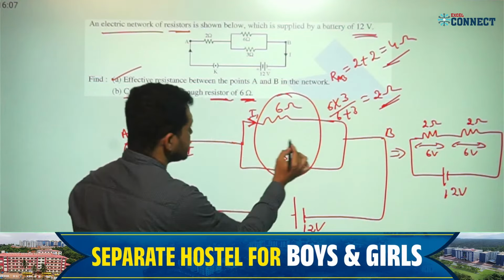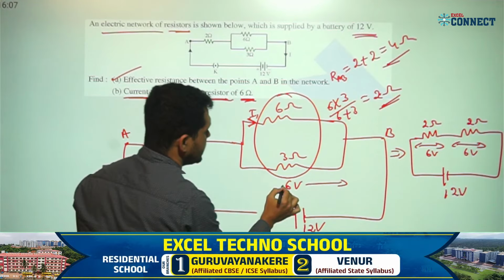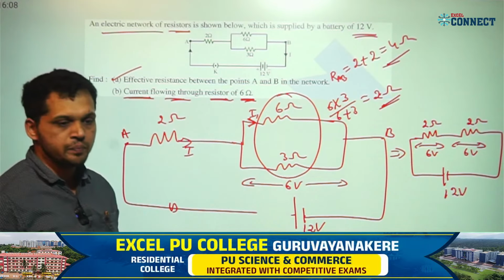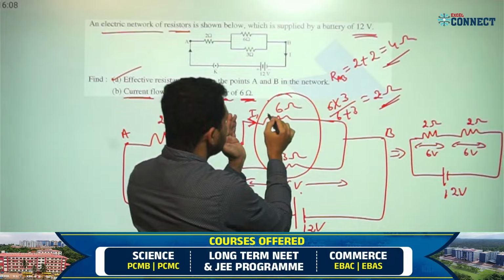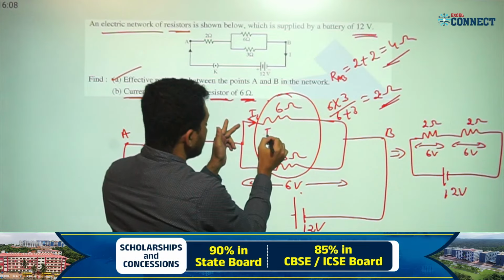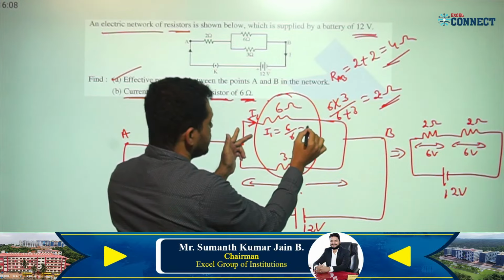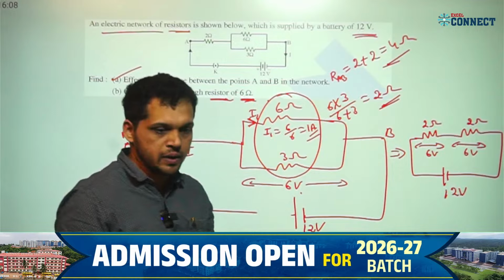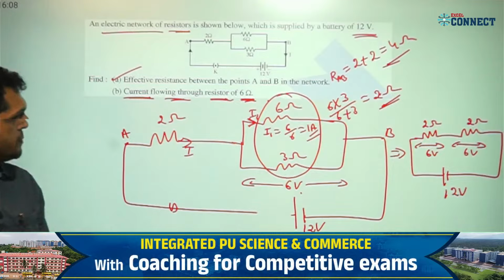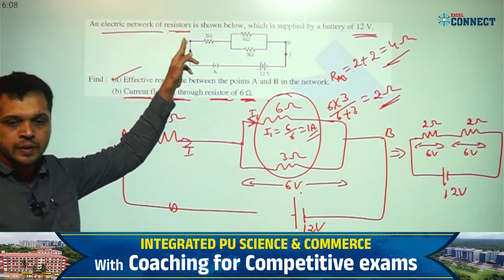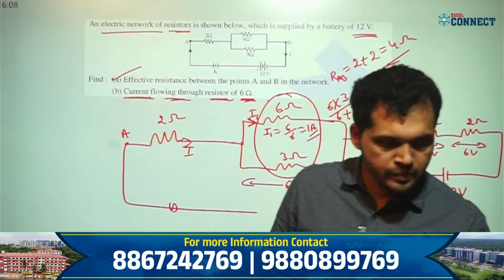What is the voltage across this combination here? 6 volt is the voltage across this combination. Now what is the voltage across the 6 ohm? It is 6 volt. What is I1? I1 is equal to V by R, 6 by 6, which is 1 ampere. Yes, some of you have given the correct answer. This also appeared as a question, a CBSE question. Okay.